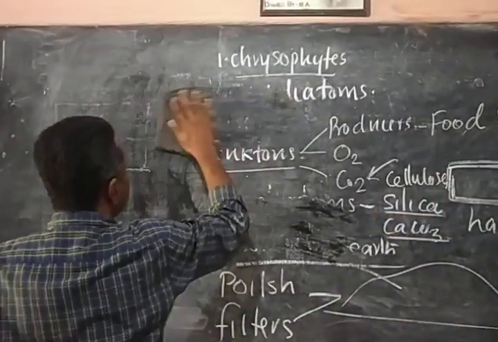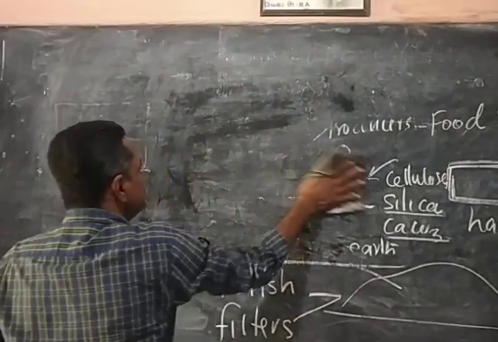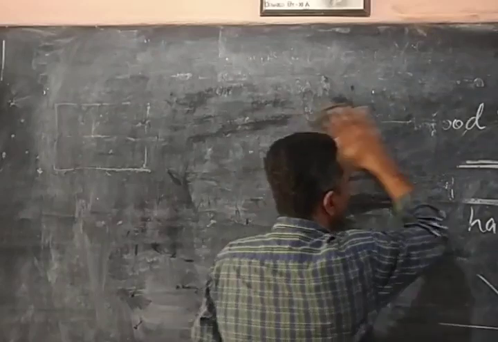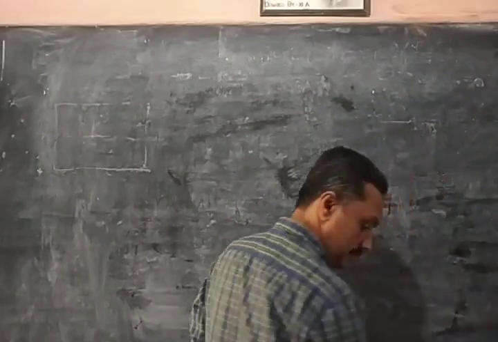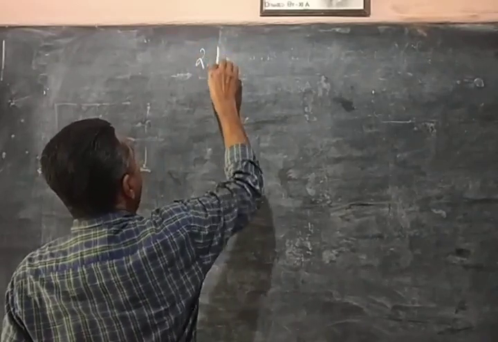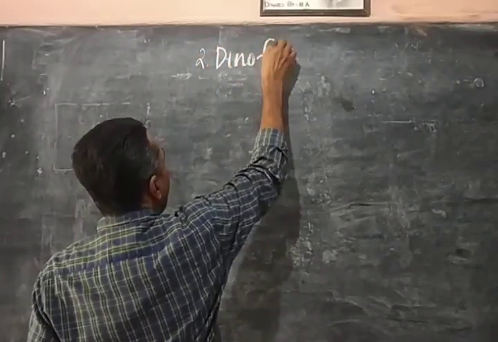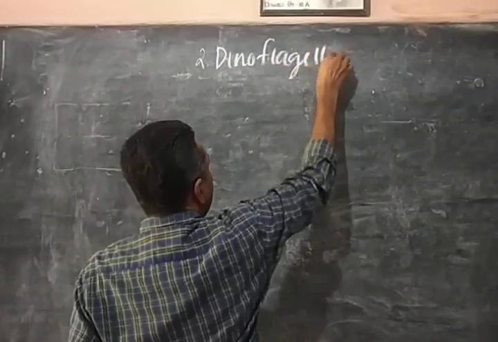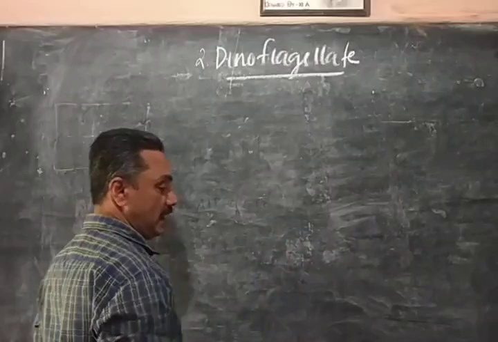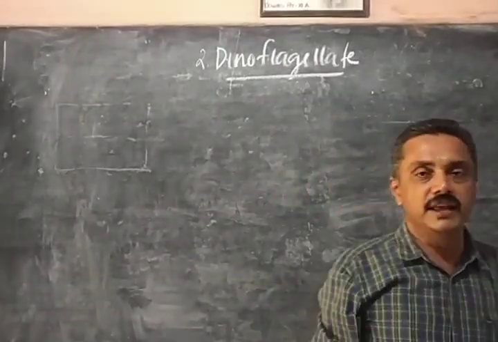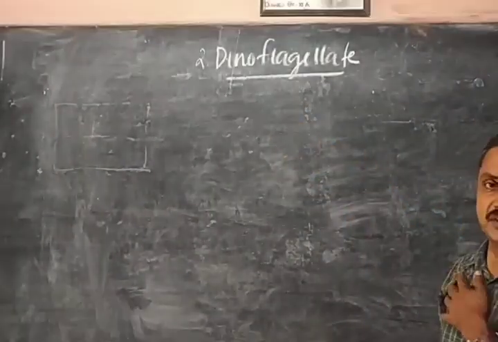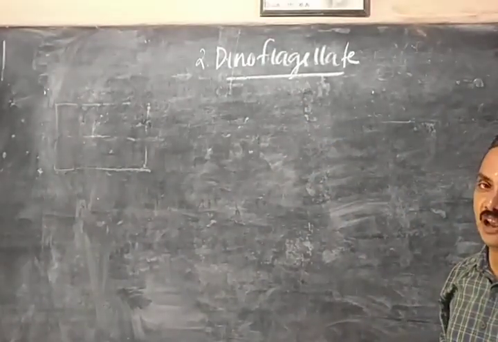Then, the first group is chrysophyte. Then the second group comes: dinoflagellate. You know the meaning of dinoflagellate. What is the meaning of that? They are organisms with 2 flagella. Di means 2. Dinoflagellate.